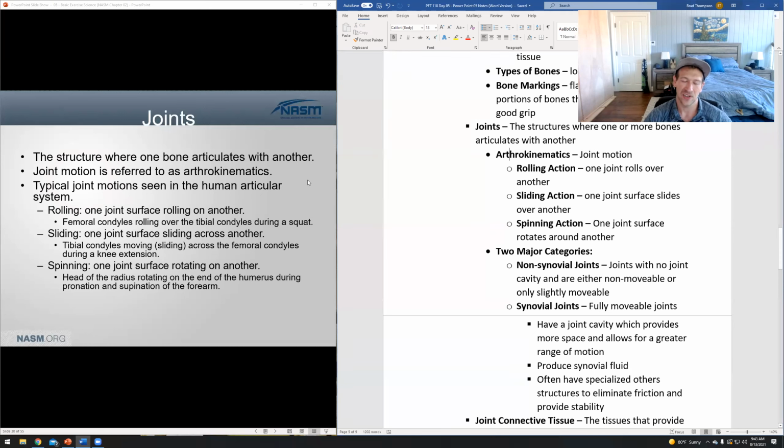And so there's sort of three primary types of movements that are going to happen in our joints. We're going to see a rolling joint action, which is where one joint surface rolls across another one. We're going to see a sliding joint action where one joint is sliding across another one. And we'll see a spinning joint action where it'll spin about its axis, right?